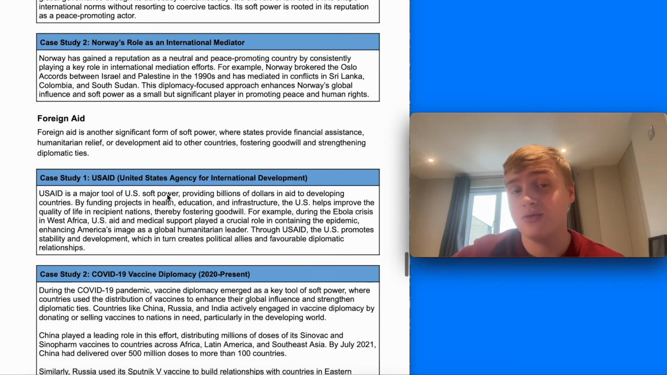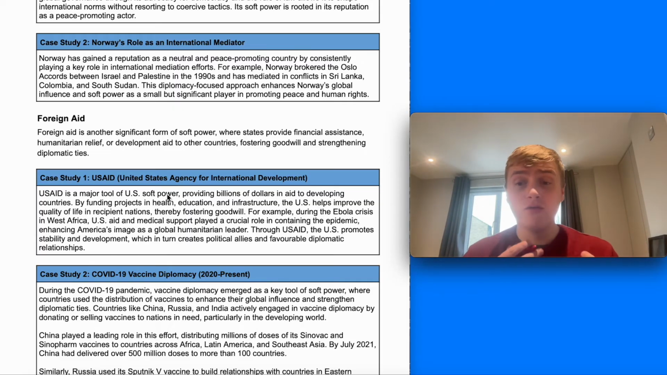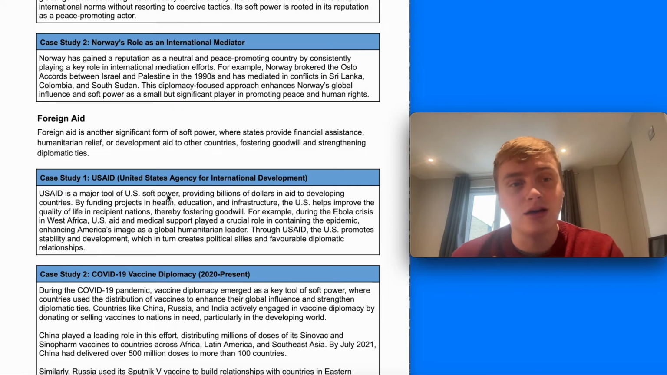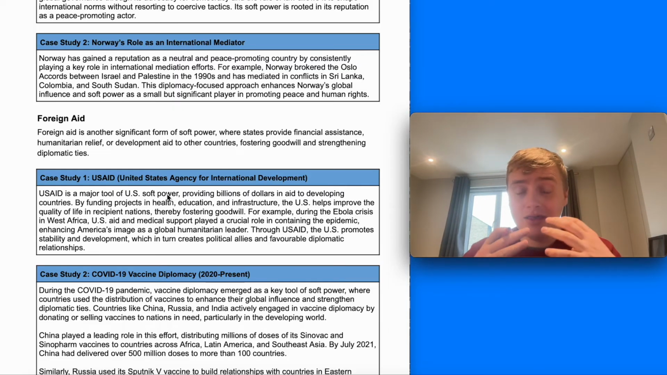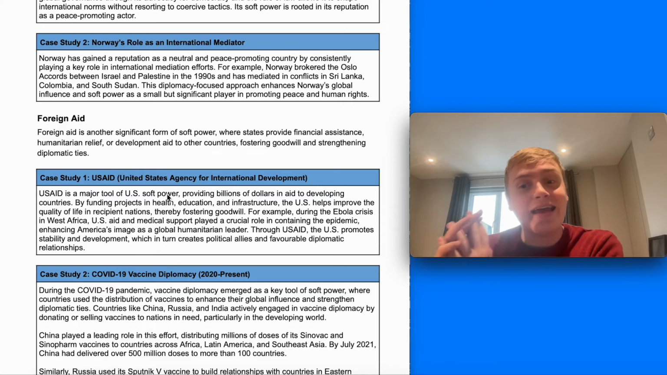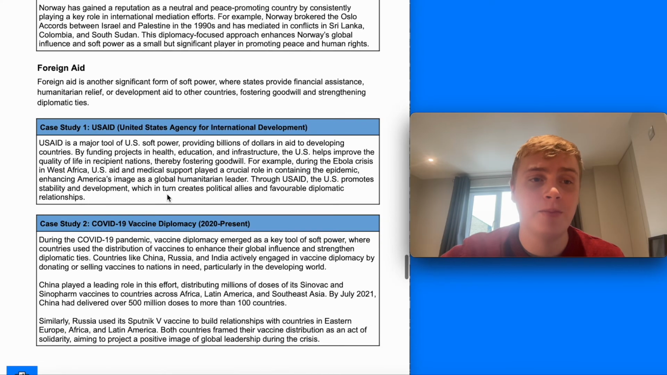We can also look at Norway, quite a small state, quite a small economy, that's gained a reputation as a neutral and peace-promoting country, and has therefore been able to play an important role in a number of international mediation efforts. For example, Norway brokered the Oslo Accords between Israel and Palestine in the 1990s, and has mediated conflicts in Sri Lanka, South Sudan, and Colombia. And that shows how its reputation and its soft power has allowed quite a small country to have a bigger influence in key international issues and debates, such as peace processes.